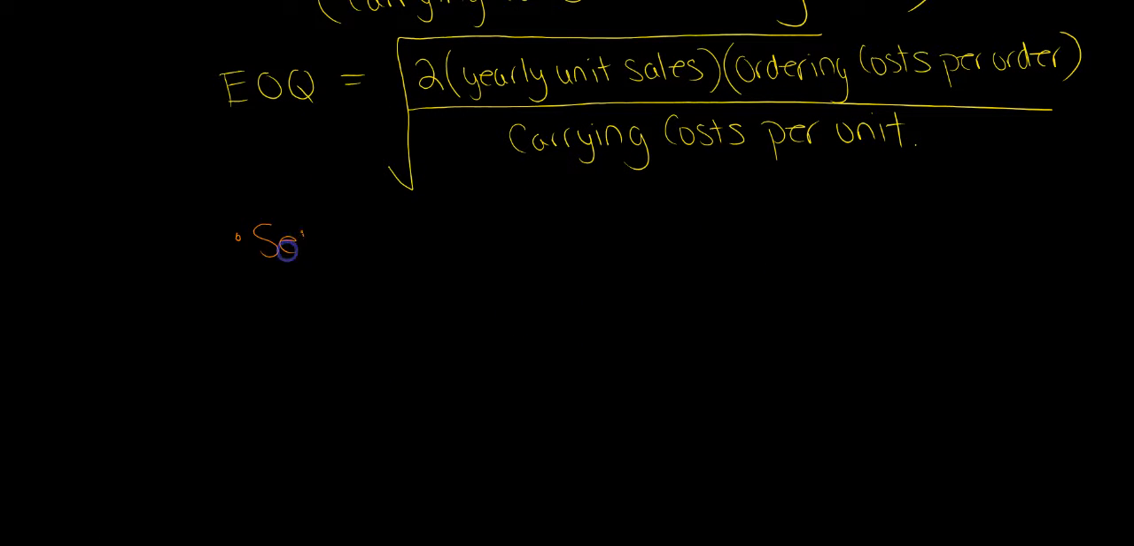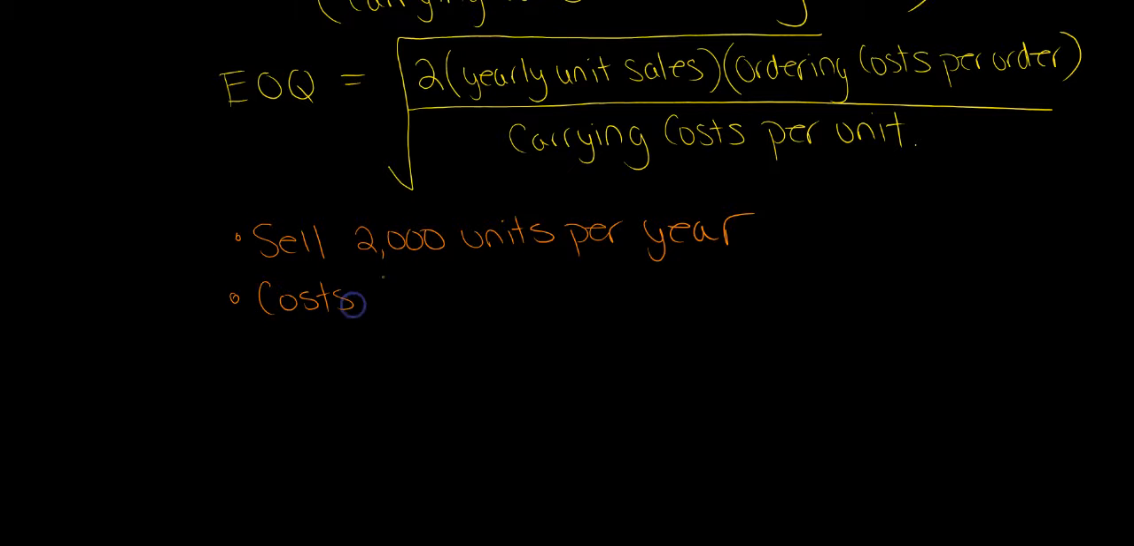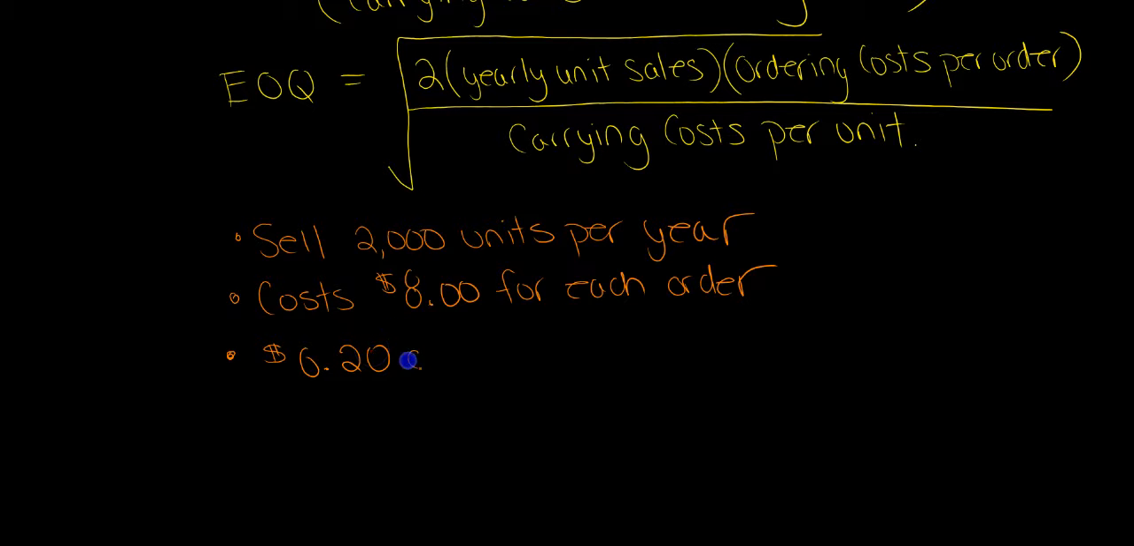So let's pretend that we end up selling 2,000 units per year. And they cost $8 when we place the order, so for each order. And they also have a unit carrying cost of 20 cents.